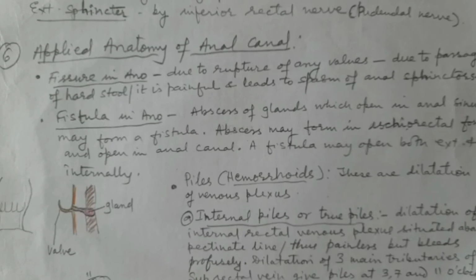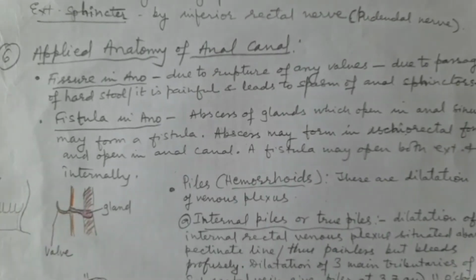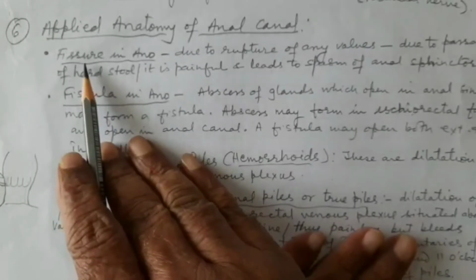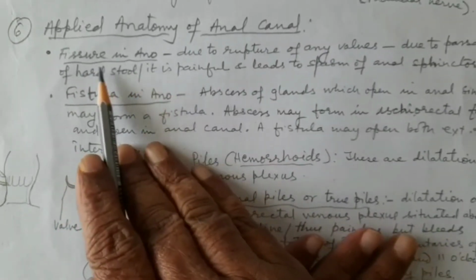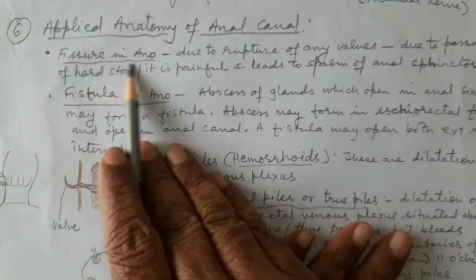Now in applied anatomy, I have chosen only three important ones, and this is very important. The applied anatomy of the anal canal is very important because you will see a lot of patients in your clinical practice who come with complaints of the anal canal. The first complaint which most people suffer in their lifetime is fissure in ano.